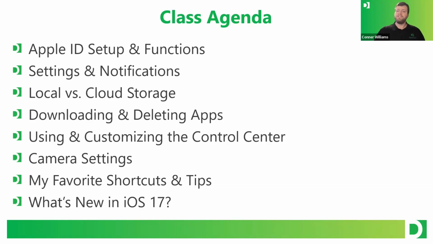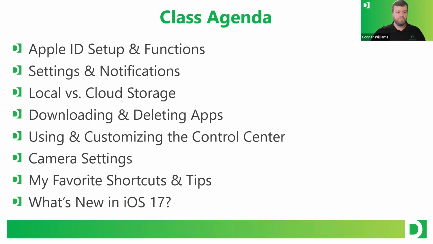We're going to talk about customizing your home screen, downloading and deleting apps. We're going to be using and customizing the control center, a really nice method for utilizing some quick shortcuts. We're going to talk about some camera settings as well, how to add filters and how to use the different functions of your camera to take different types of photos and videos. I'm going to go over a couple of my personal favorite shortcuts and tips that I use on my iPhone on a daily basis. And then if there's time, we're going to talk about a couple of new features that are part of the iOS 17 software update that launched a few months ago.